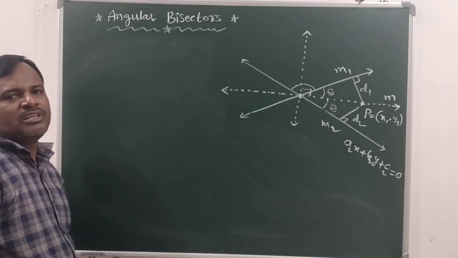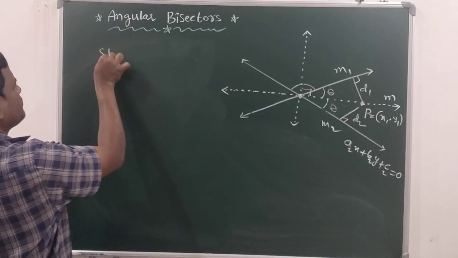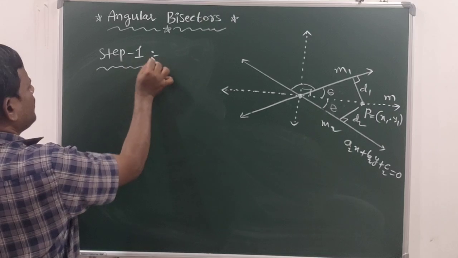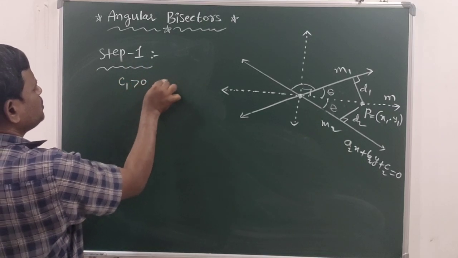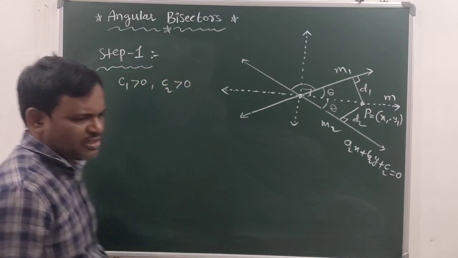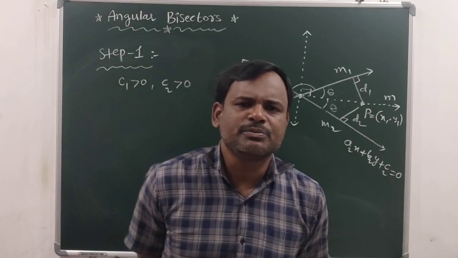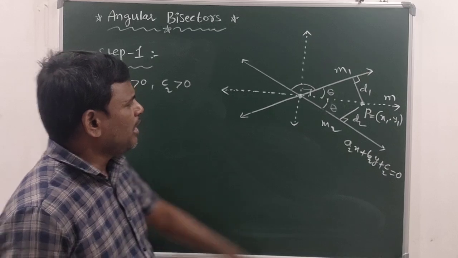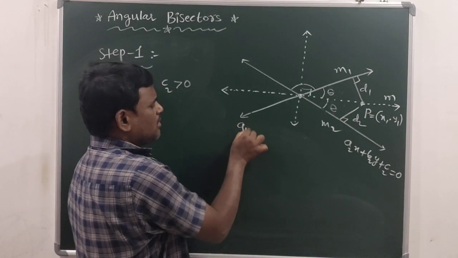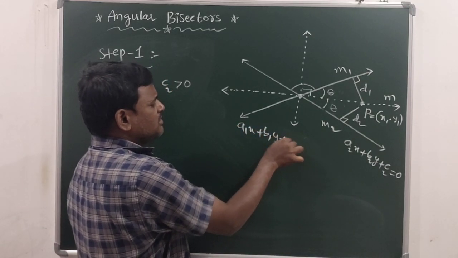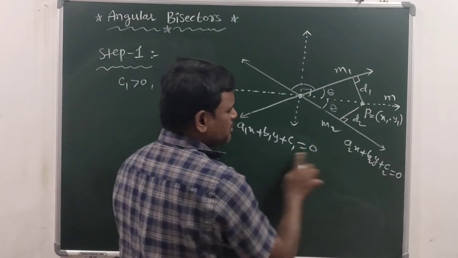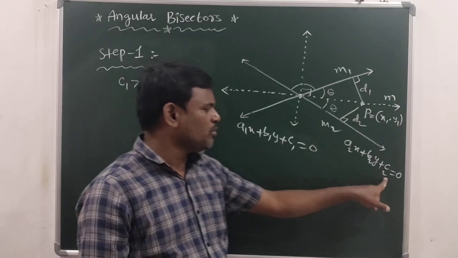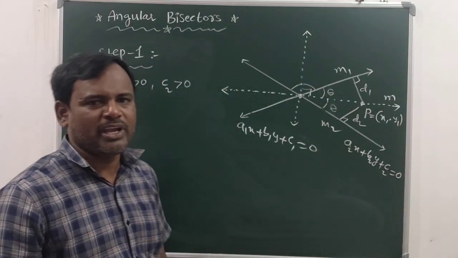Okay students, in step 1, you have to make C1 positive and C2 positive. Make C1, C2 both positive. How to make it positive, you know. Actually, if this equation contains C1 and C2 as positive, it is well and good. Sometimes they may give you negative. In such a case, you have to make it positive.